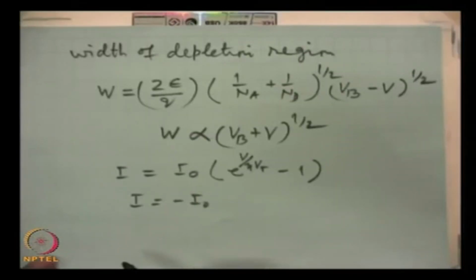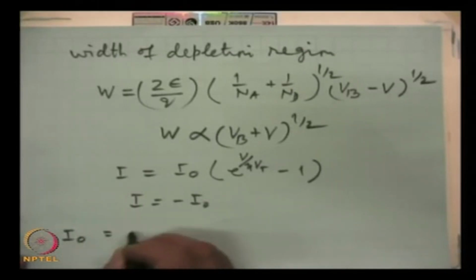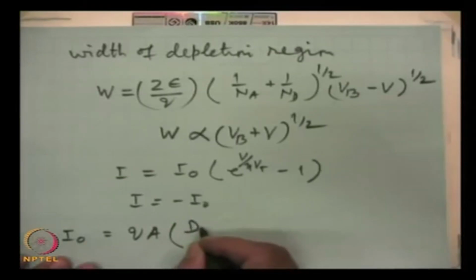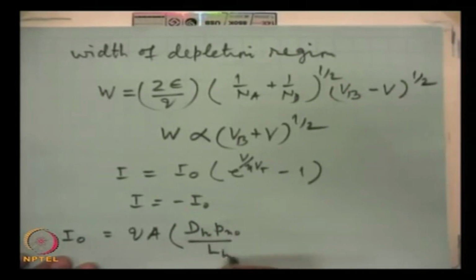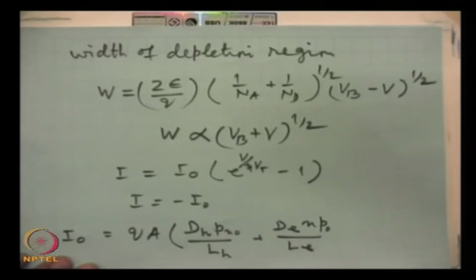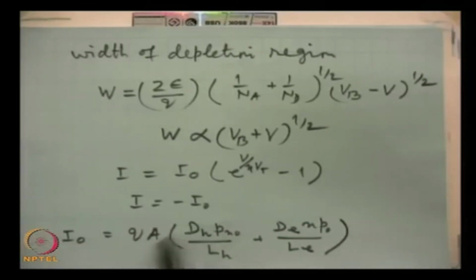If you go into the deeper physics of the device, then this reverse saturation current is given by Q times A times (D_H p_n0 by L_H plus D_E n_p0 by L_E), where Q is the charge, A is the area of cross section of the junction; the higher the area of cross section, the higher will be the reverse current. D_H is the hole diffusion constant, p_n0 is the hole density on the n side, that is the minority density, and L_H is the diffusion length of holes, and these are the corresponding parameters for the electron.